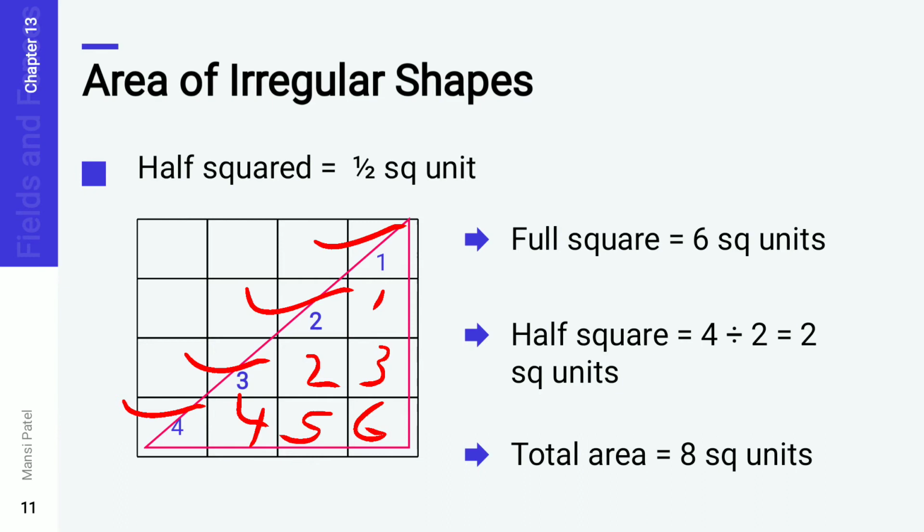Again, you have to remember all the rules. If a shape occupies one whole square, then it is considered as one box, 1 square unit. If it occupies more than half the portion of that square box, then it is considered as 1 square unit. And if that shape occupies only and only the half portion of that figure, then you have to consider it as a half square unit.